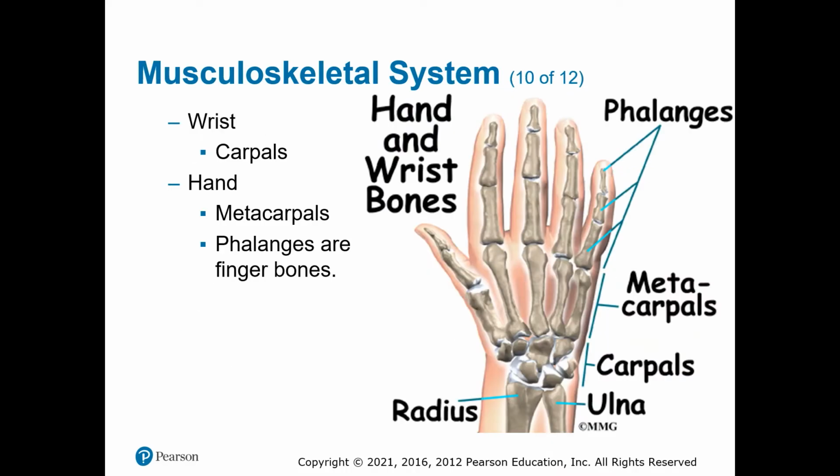Okay. In your wrist, you've got your radius and ulna that meet together with the carpals, and then you've got your metacarpals in the middle, and then your phalanges, which are your fingers.